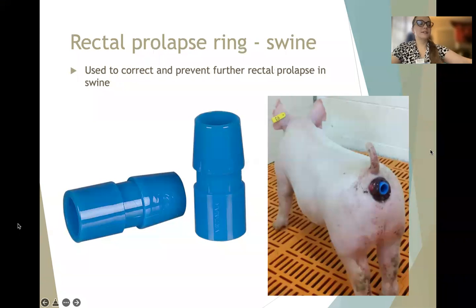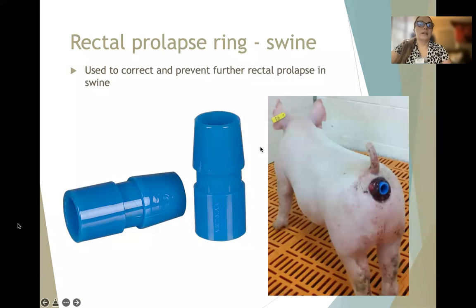Okay, so the next instrument we're going to look at here is a rectal prolapse ring, and we use this primarily in our swine. Unfortunately, they are really prone to having rectal prolapse, and this can be due to stress, the environment, or excessive strain, like with the parturition process, while they're giving birth to the piglets.